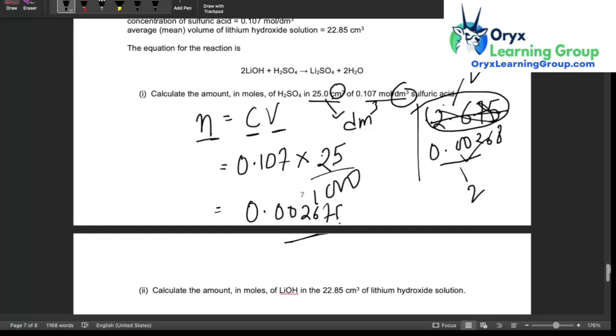Okay, so calculate the amount in moles of LiOH in the 22.85 cm cube of lithium hydroxide solution. It's super simple in case you follow this equation. I'm giving you a hint. It's very simple if you just follow this equation. Does it have to do with the mole ratio? Very good. Correct. That's right. It has to do with mole ratio. So you have to take into consideration the mole ratio of lithium hydroxide and sulfuric acid.